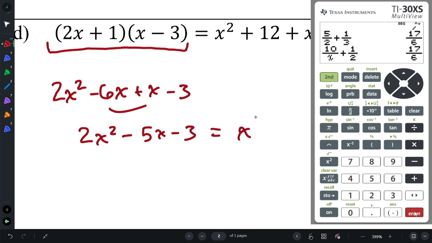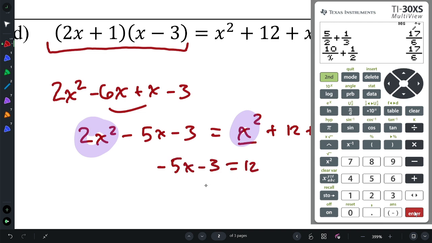On the other side, I've got x squared plus 12 plus x squared. Well, that's 2x squared. So when I combine the x squared and the x squared, and I subtract 2x squared from both sides, I have a very ridiculously simple linear equation. 5x minus 3 is 12.